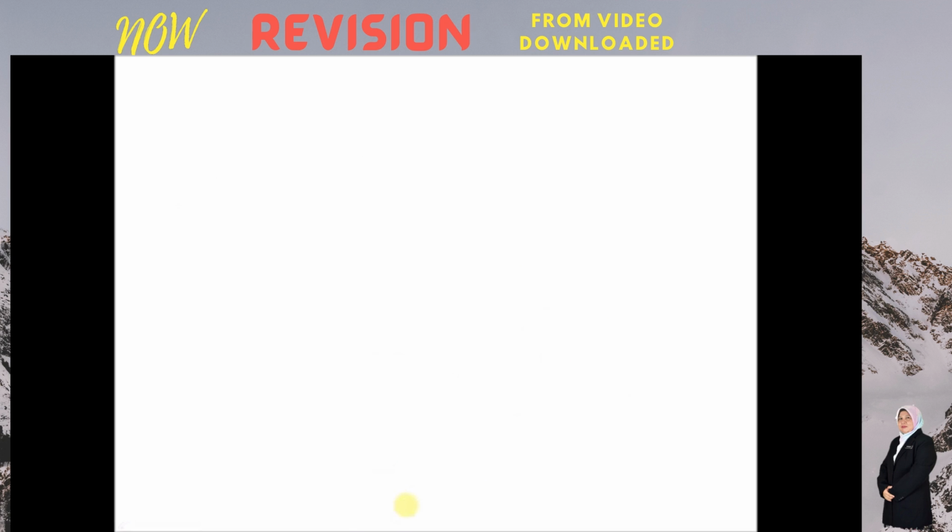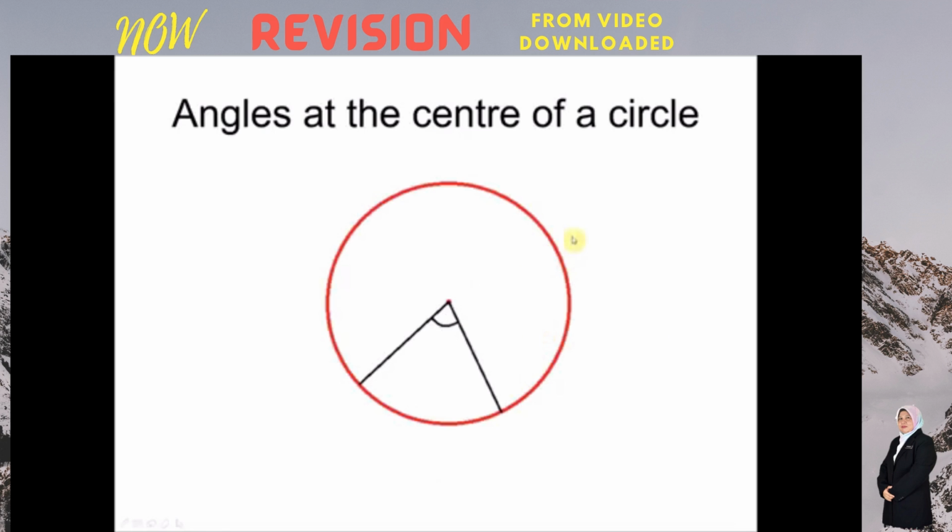Now we go to the fourth property here. Before that, we try to understand angles at the center of a circle. So when you see angles at the center of a circle, it means this angle formed from 2 radii here. We name this the angle at the center of a circle. After you understand this part, angles at the center of a circle, which is this, we continue.